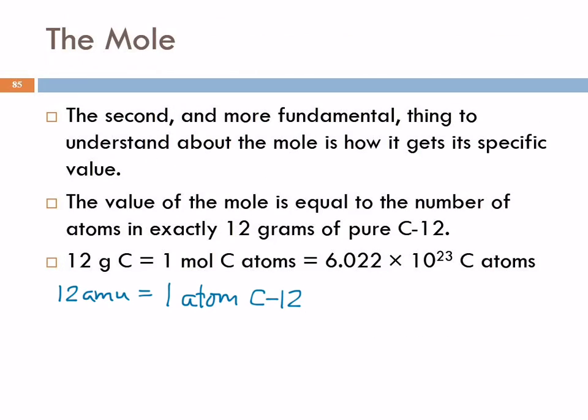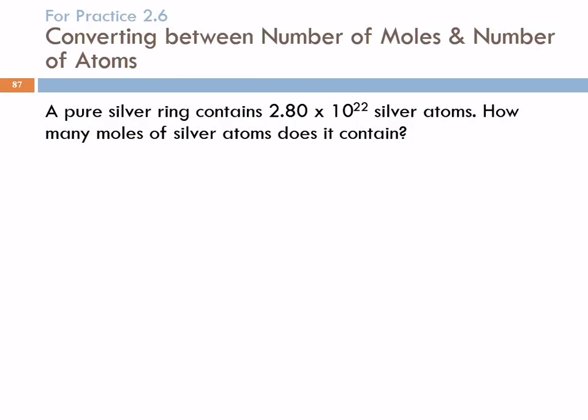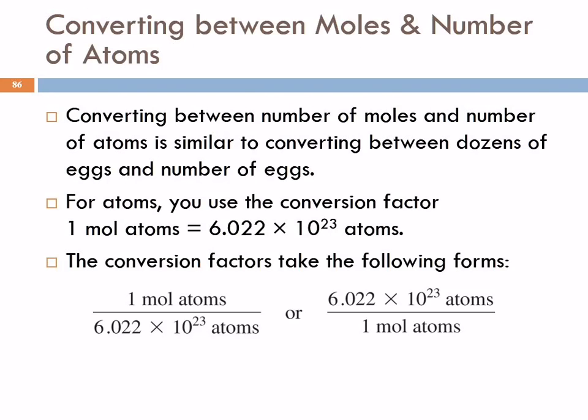Oh, I should add: we have this relationship then, 12 grams of carbon equals 1 mole of carbon, and that equals Avogadro's number of atoms. So we can convert between moles and number of atoms just like we convert between dozens and numbers of eggs. For moles and atoms, you're going to use this relationship: 1 mole is equal to Avogadro's number, instead of 1 dozen equals 12 eggs.